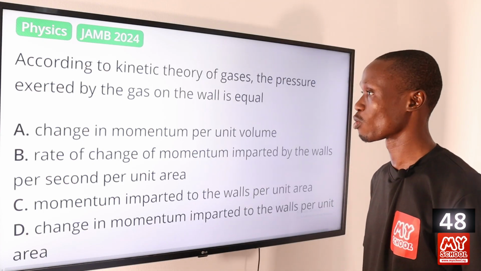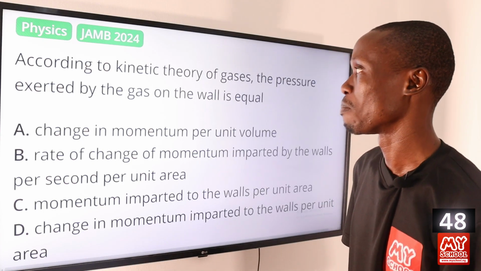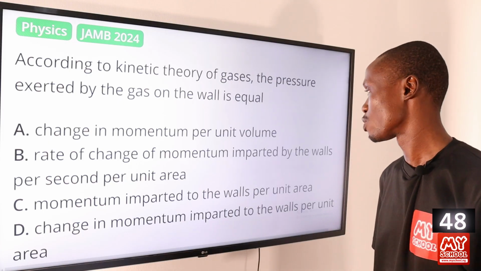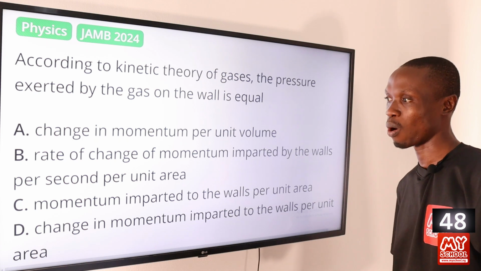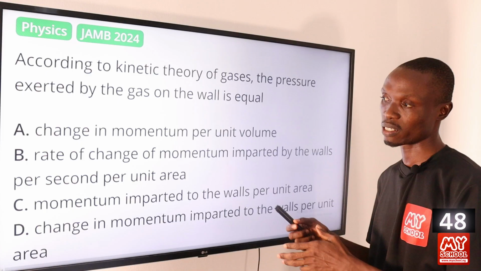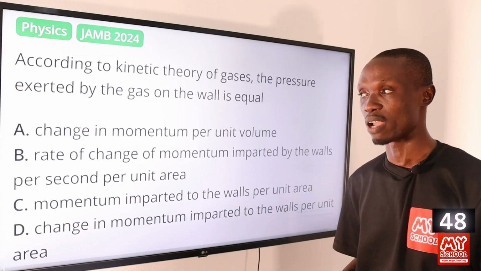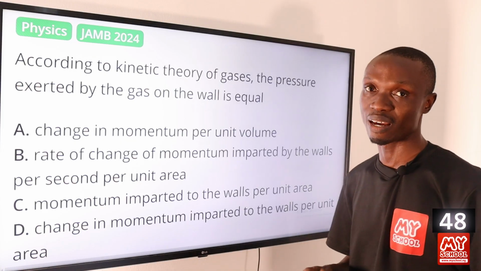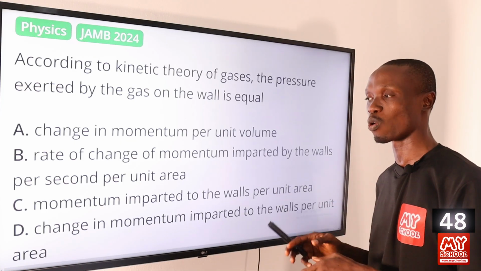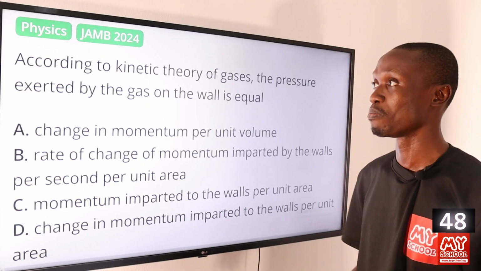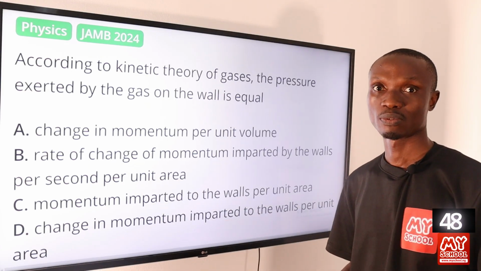According to the kinetic theory of gases, the pressure exerted by the gas on the wall is equal to the rate of change of momentum imparted by the wall per second per unit area. The reason for that is because when a gas molecule strikes a wall, the gas molecules exert a force on the wall due to change in momentum. Okay, so that makes option B the correct answer to this question.